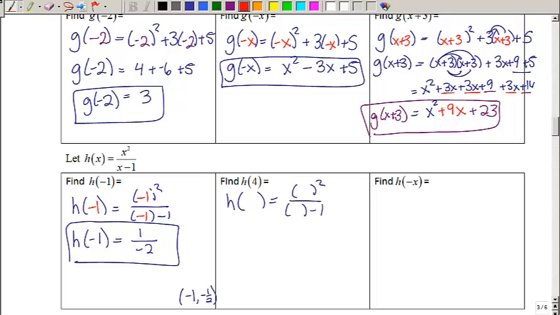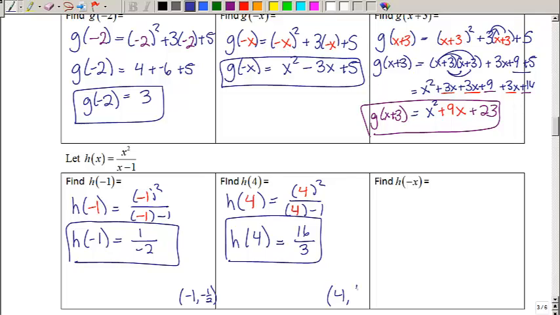Next, we're looking for h of 4. This time I'm not going to erase, I'm just going to see if we can go straight for it. h of 4. So I'm replacing x in my original function with 4. And then because 4 is a value, I can evaluate. 4 squared is 16. 4 minus 1 is 3. So h of 4 is equal to 16/3, and the corresponding ordered pair is 4 comma 16/3.